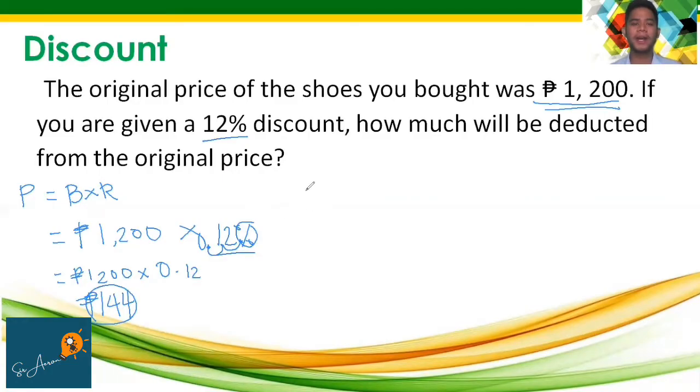So paano naman kapag halimbawa ang nawawala naman ay yung rate of discount o yung 12%? So ang gagawin mo, gagamitin mo yung formula ng rate which is R or rate is equal to percentage divided by base. Okay? So pag halimbawa naman nawawala naman ay yung base or yung original price, so ang gagamitin ay base is equal to percentage divided by rate. So, isa-substitute mo lamang yung mga given and then sasagutan mo yan.